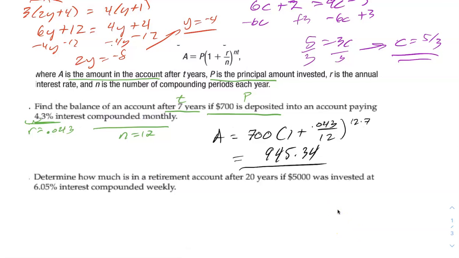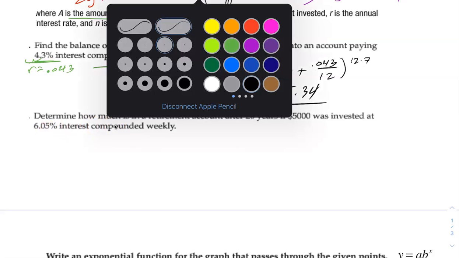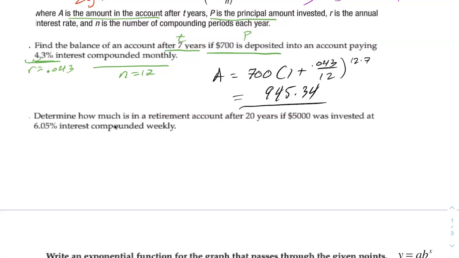So there we go. Next: how much is in the retirement account after 20 years if $5,000 was invested at 6.05% interest compounded weekly? So after 20 years, that's my T. We deposit this much, so that's my P. My R is 0.0605. Compounded weekly, the number of weeks in a year is 52.